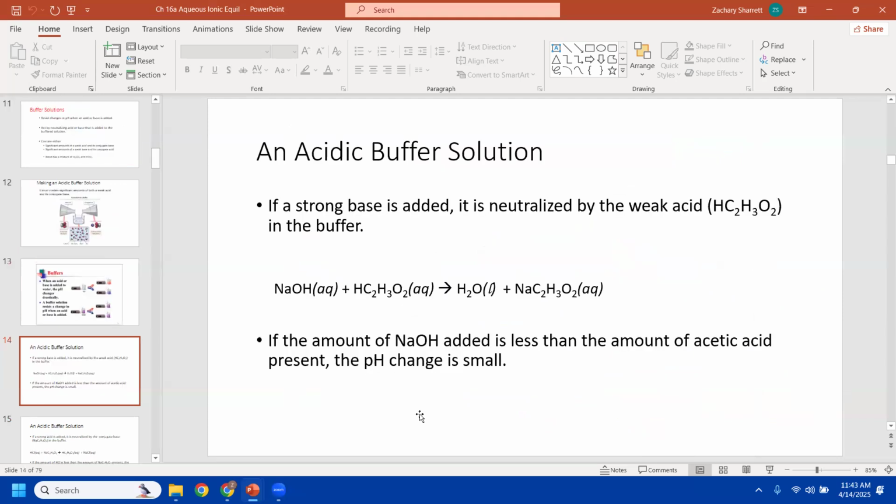So if a strong base is added, it is neutralized by the weak acid. If NaOH is added, it is neutralized by the weak acid, as long as the amount of NaOH is less than the amount of acetic acid present, the pH change will be small, okay?